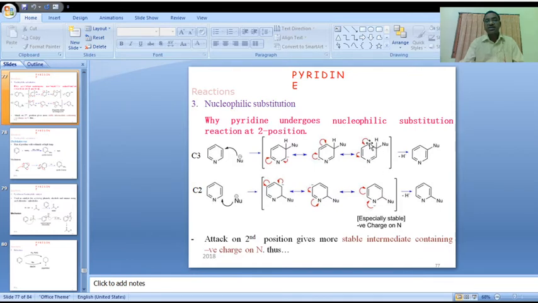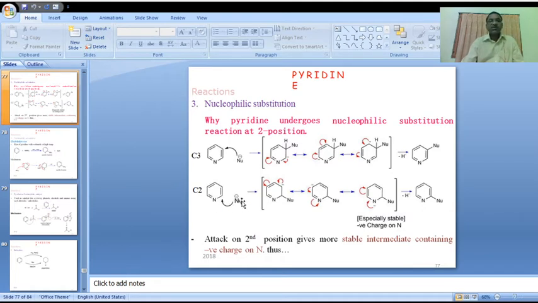From this we can write, if the negative charge shifted to this side, loss of H minus, hydride ion, will give the final product, the nucleophilic substituted product at the third place. Is it clear? These are the contributing resonance structures from C3 position, attack on C3 position. Here, please observe C2. As shown, C4 is also the same.